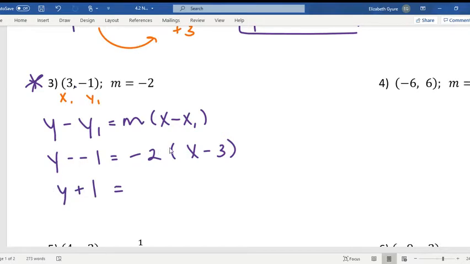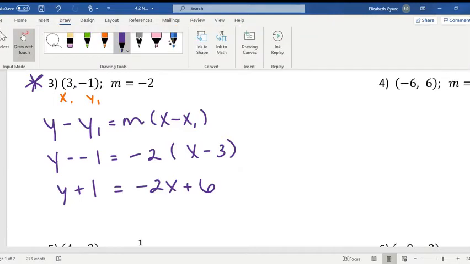Annalise, what would I get when I distribute? Ooh, careful. Negative times a negative is a positive. That's okay. So plus 6, good. And then final step. Jake Sanders, what would my final step be? Okay, I want to move my plus 1. What do I have to do, though, to move my plus 1? Do I add it or subtract it? Yeah, I got to subtract it.